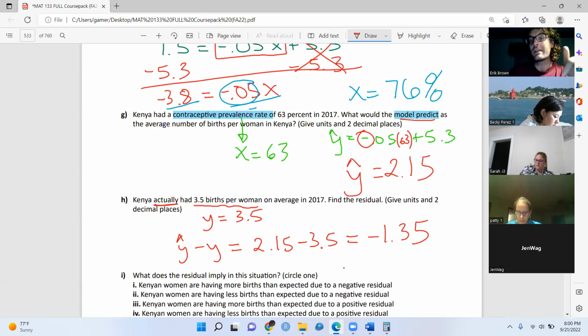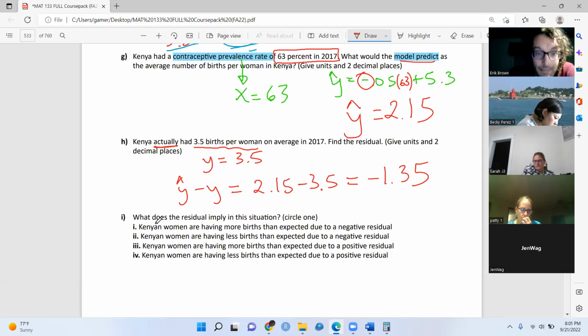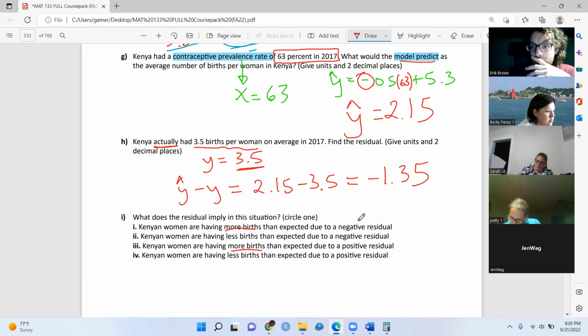That could mean maybe contraceptives in Kenya are not particularly effective because they have a higher birth rate than is expected relative to the model. It could be just the model's not that great. There's bunches of things that could happen, but what that means down here is the reality is that Kenyan women are having more births than what we expected. And we know that because it's a negative residual, because the predicted value is smaller than the actual value.